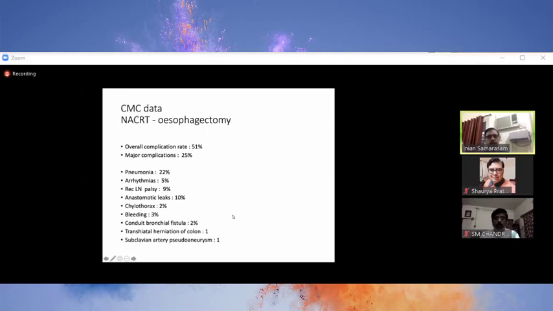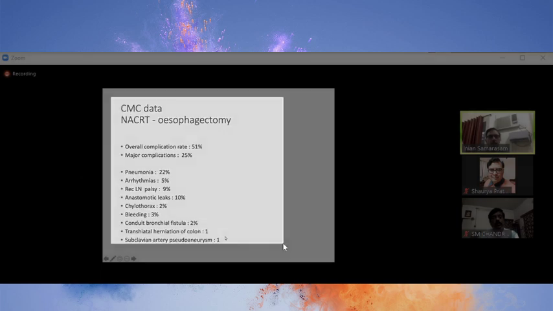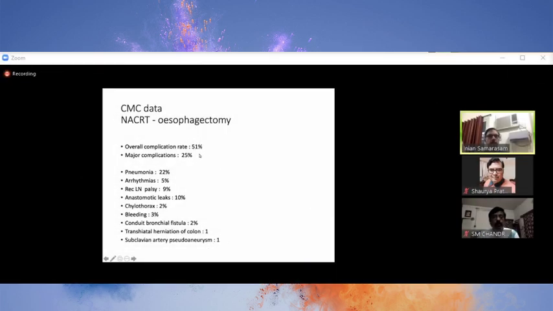NACRT followed by esophagectomy complication rate. So we've also had our fair share of complications. The overall is about 50%, major complications about 25%. And that's the breakdown of complications.